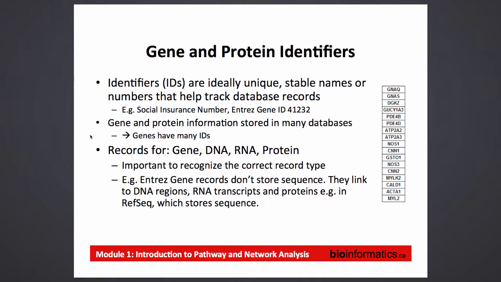Gene and protein information is stored in many databases, and many databases focus on their particular aspects. For example, UniProt is clearly a protein database, and they don't really provide information about genes. Therefore, as there are many databases, each one of them has their own type of ID, and it becomes difficult to convert between them in general. And it's important to understand what different databases are about. For example, Entrez Gene doesn't really store the sequence of that gene. It just provides a pointer to a sequence database. And as these pointers change, the protein or gene IDs are not stable over time.